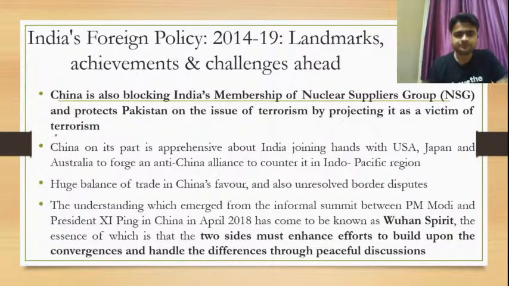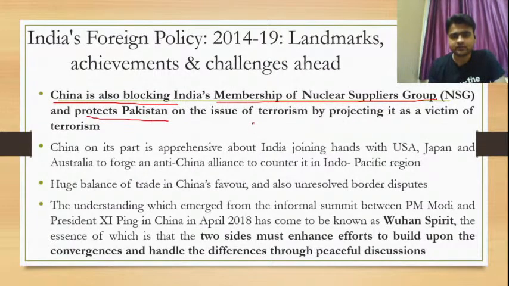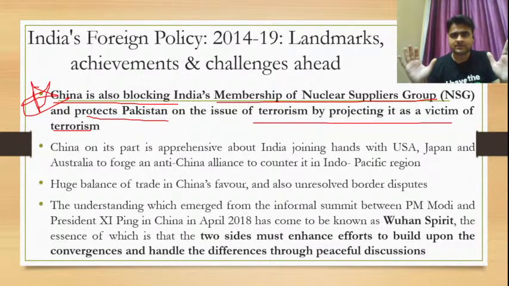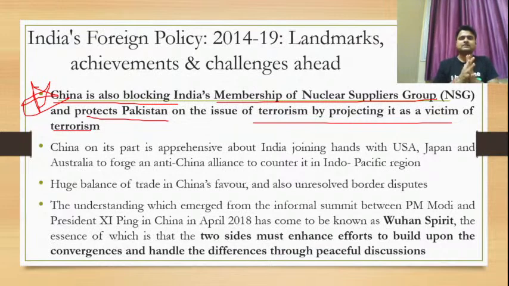Okay. Then again we know that China is blocking India's membership of NSG and protects Pakistan on the issue of terrorism by projecting it as a victim of terrorism, isn't it? And this was the reason that when we had to designate Masood Azhar as terrorist, for a considerable amount of time China did not let it happen, and every time it comes to protect Pakistan's interest, कि भाई terrorism से they are also infected. India is not the only country.